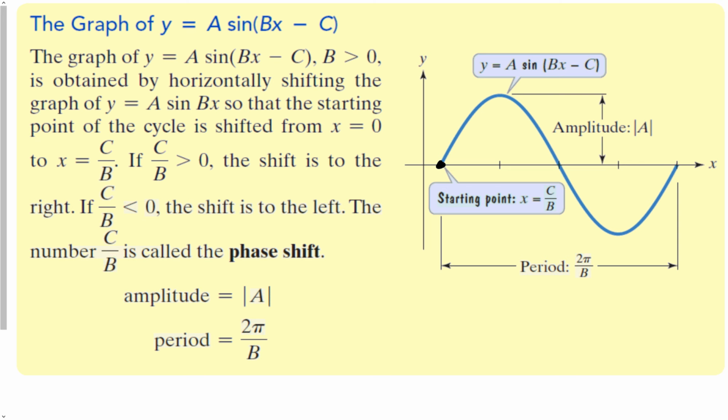Notice where the starting point of this function is. Now the starting point is not 0 anymore. The starting point is the phase shift. And this is always true. If you don't have a phase shift, then it starts at 0. The starting point of any function is its phase shift. These key points are still a quarter of the period later, but we're just shifting them to the right.